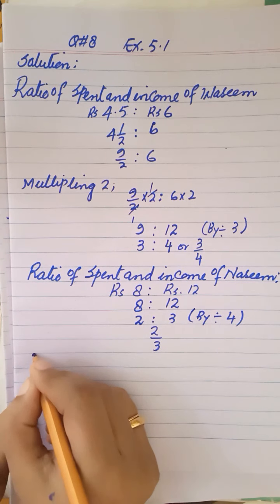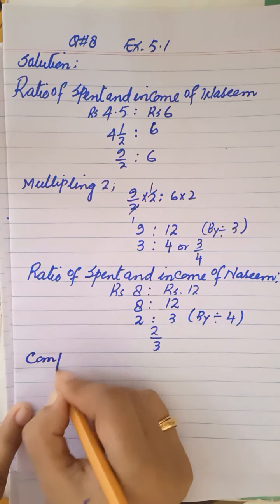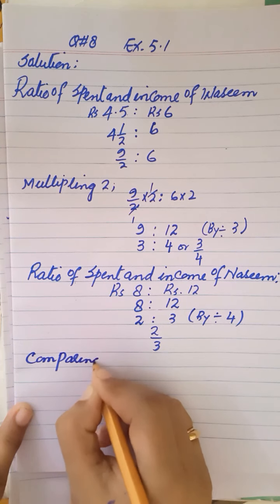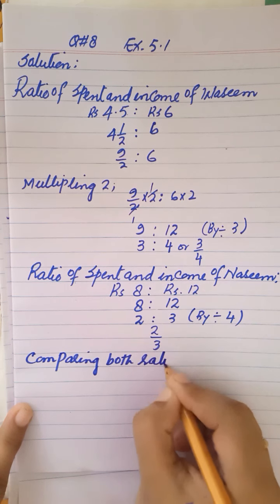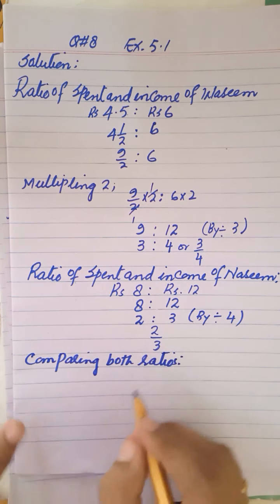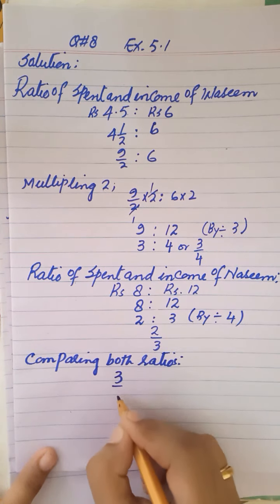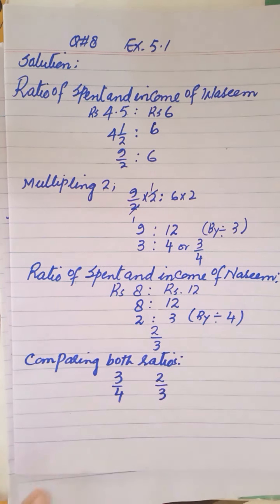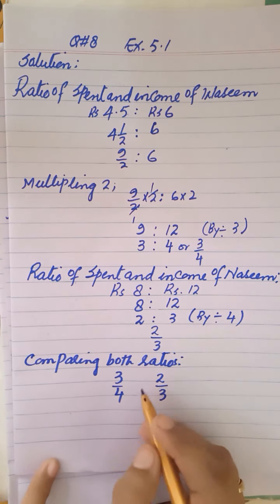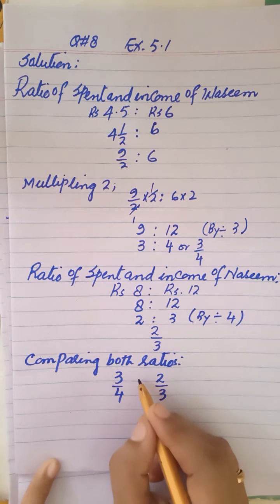Now comparing both ratios. Okay, that is 3 upon 4 and 2 upon 3. Now we want to compare them. There are two methods to compare, by cross multiplication or by taking the LCM of the denominators. So first of all, check the first method, cross multiplication.